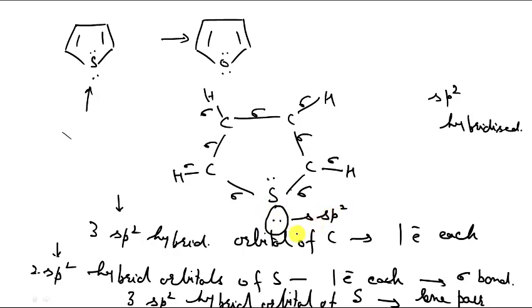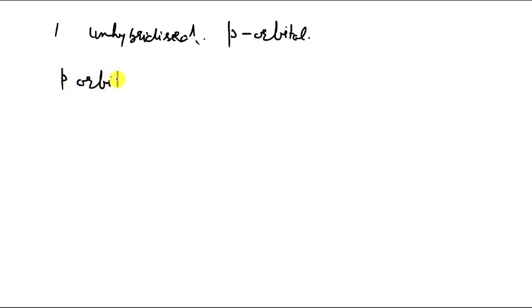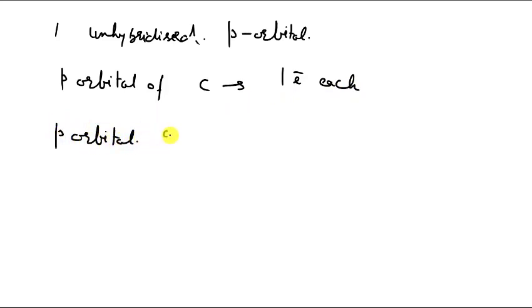Now in addition to that, each carbon and sulfur has one unhybridized p orbital. The p orbital of carbon contains 1 electron each, whereas the unhybridized p orbital of sulfur contains 2 electrons.